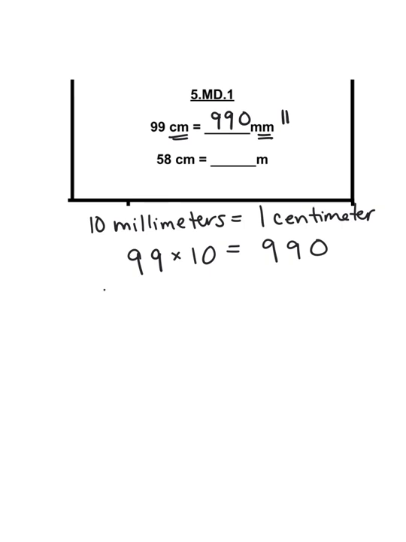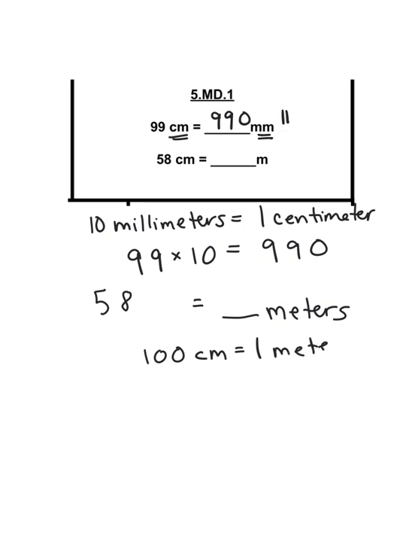Okay, next we're going to take 58 centimeters and we're going to convert that to meters. Now there are 100 centimeters in 1 meter. And for this, we're converting a smaller unit of measurement to a larger one. So fly to horse, divide, of course. I'm going to divide 58 centimeters by 100 centimeters in each meter.